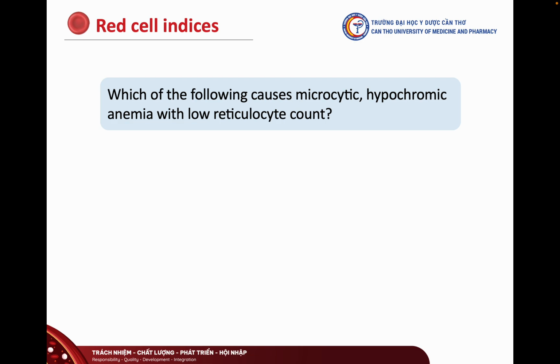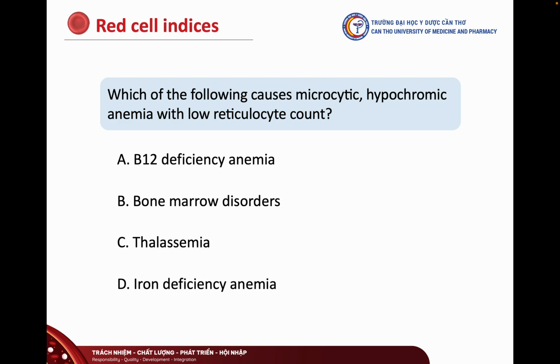Alright, before we wrap up this section on the red cell indices, let's go through a quick review of questions together. Take a moment to read the question on the screen. Which of the following causes microcytic and hypochromic anemia with a low reticulocyte count?